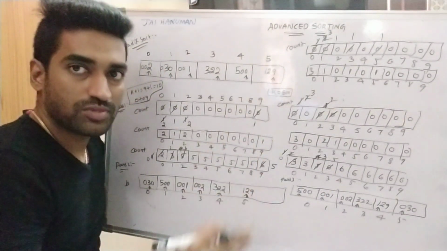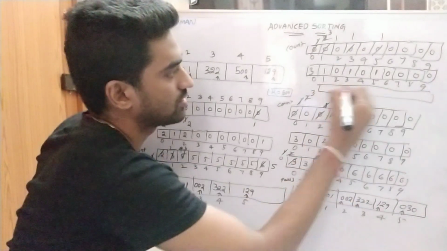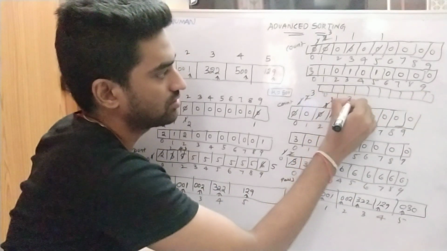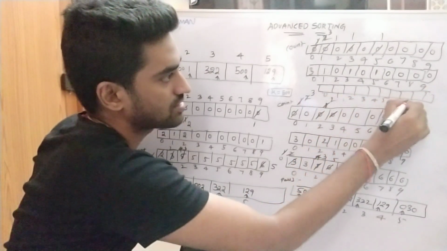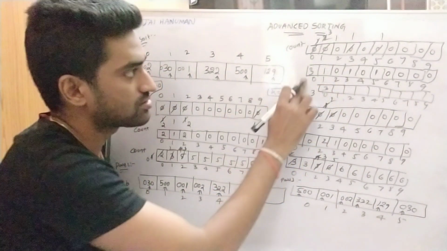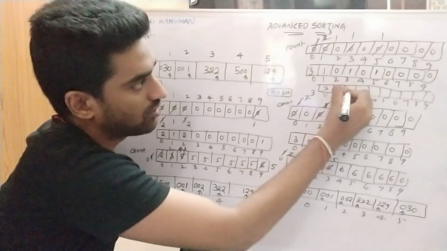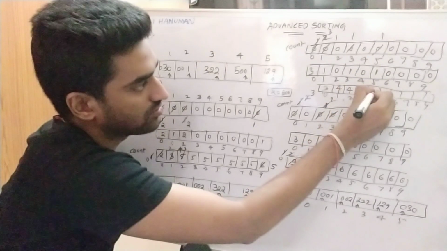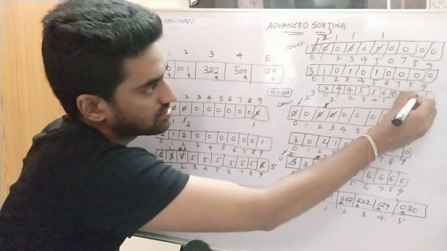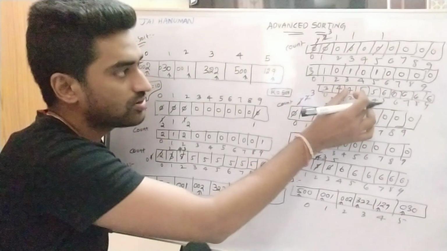Now the total elements are updated in the count array. For that purpose, in the count array we start from 1 only. The 0th position is the same. So 3 plus 1 is 4, 4 plus 0 is 4, 4 plus 1 is 5, 5 plus 0 is 5, 5 plus 1 is 6, and 6 plus zeros stays 6. This is the newly updated count array.